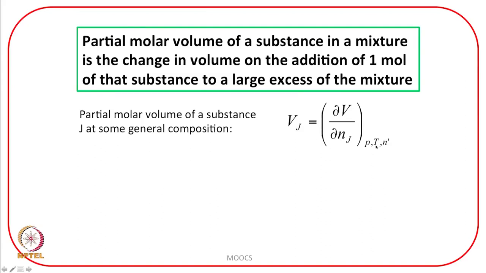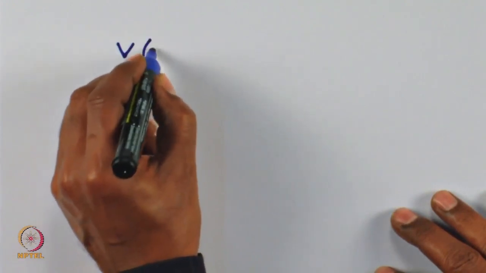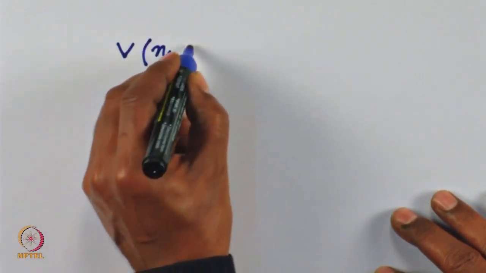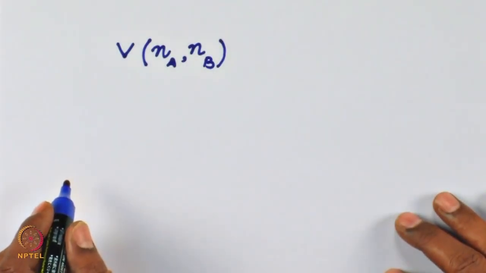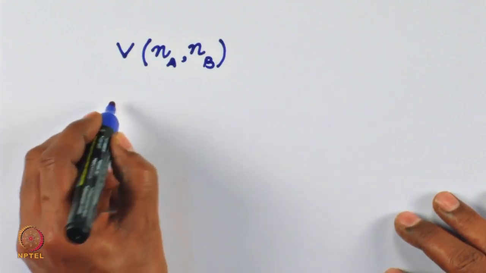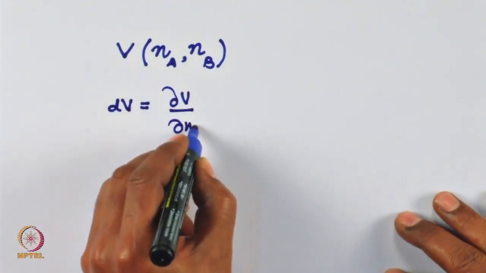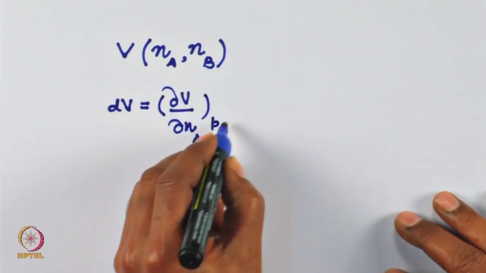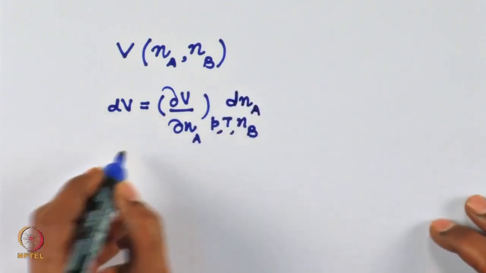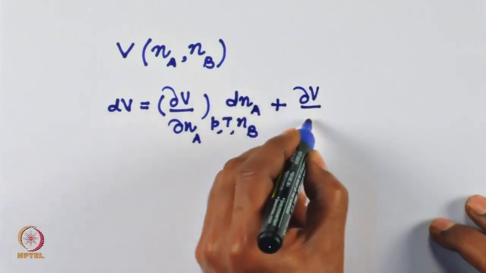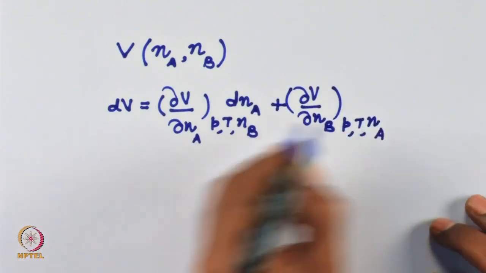Now, the total volume of a solution will depend upon the number of moles of A and number of moles of B, if it is a binary mixture, and let us assume that the pressure and temperature are constant. Then I can write dV is equal to the partial derivative of volume with respect to n_A at constant pressure, temperature, n_B, dn_A, plus the partial derivative of volume with respect to n_B at constant pressure, temperature, n_A, dn_B.